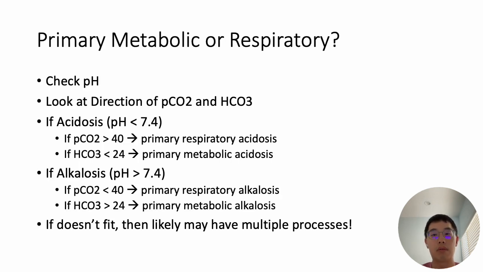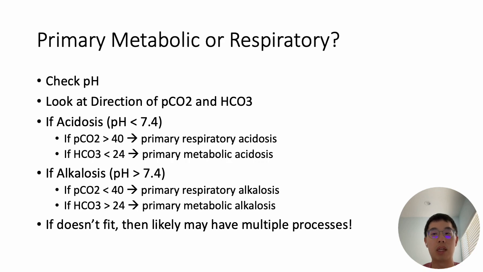This will be a review again of what the expected numbers are. If we are at a pH less than 7.4, in the acidotic range, we then look at the PCO2 and bicarbonate. If the PCO2 is greater than 40, we're usually dealing with a primary respiratory acidosis. And if the bicarbonate is less than 24, then we're usually dealing with a primary metabolic acidosis.